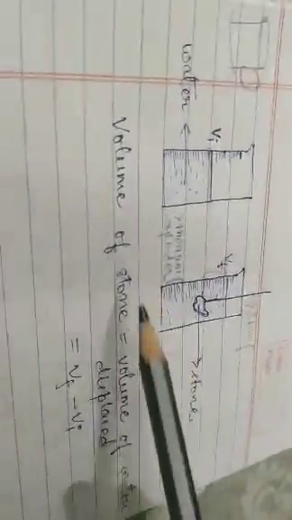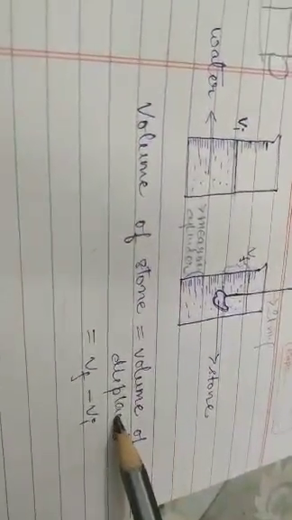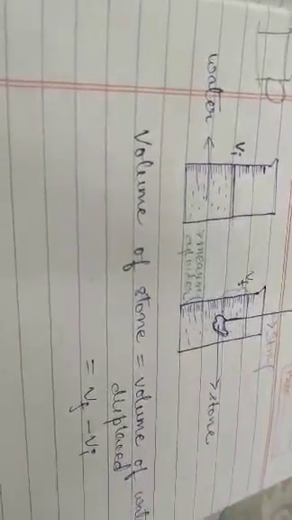See, I have written over here, initial volume of water is equal to VI, final volume of water is equal to VF. So the volume of stone is equal to the volume of water displaced, and the volume of water displaced is VF minus VI. Are you getting it?